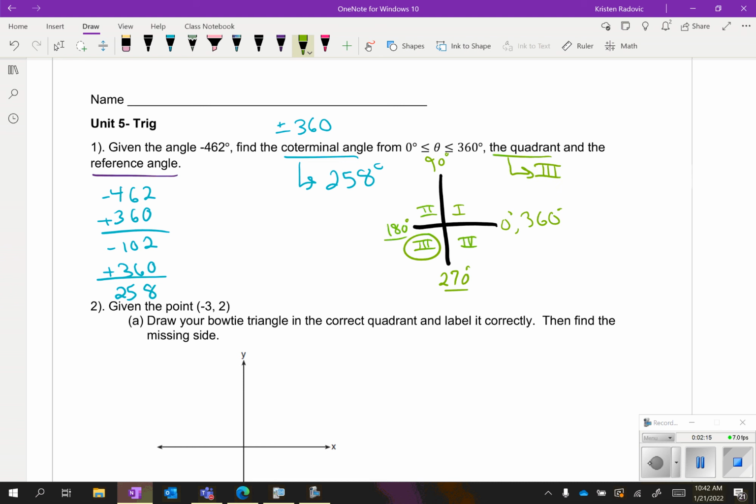And now they want the reference angle. So if you draw the angle measure, we're going to work with 258 degrees. 258 degrees is again between 180 and 270. It's somewhere in the third quadrant. So we're starting at our initial side, always on the x-axis, and we're going to put our angle measure somewhere between 180 and 270.